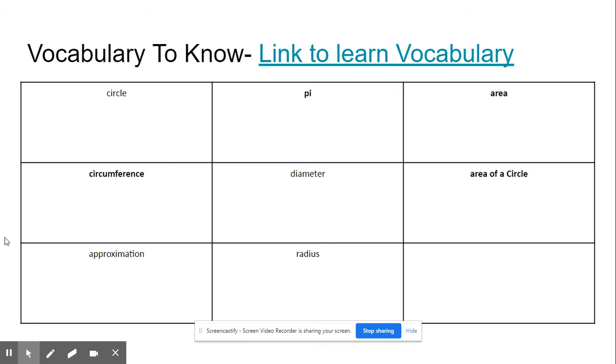We need to know the definitions of circle, pi, area, circumference, diameter, area of the circle, approximation, and radius. When they're asking you for the definition of area, they mean any figure, like a square, a triangle, an octagon, a circle. But area of a circle is a little sub part of area, specific to a circle.